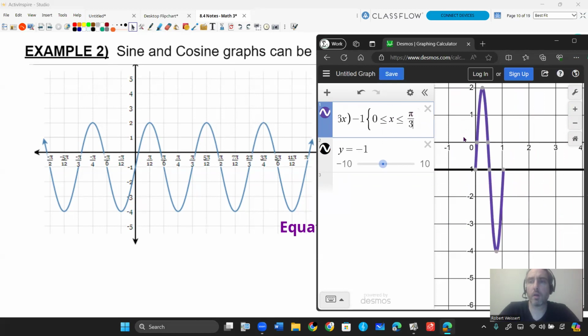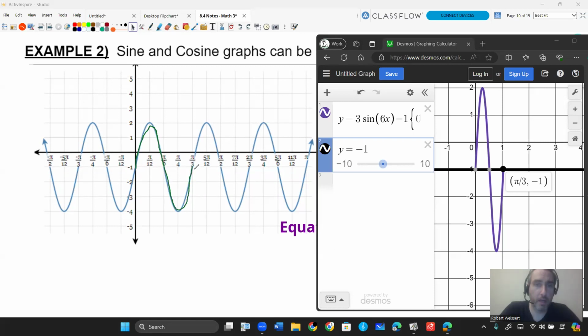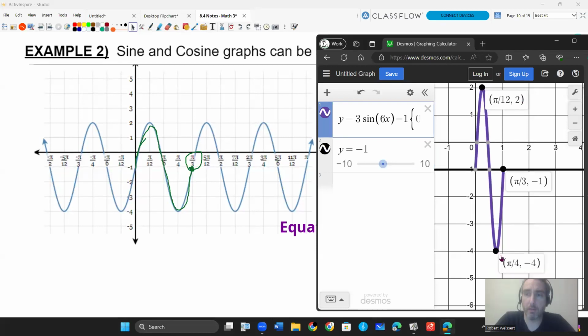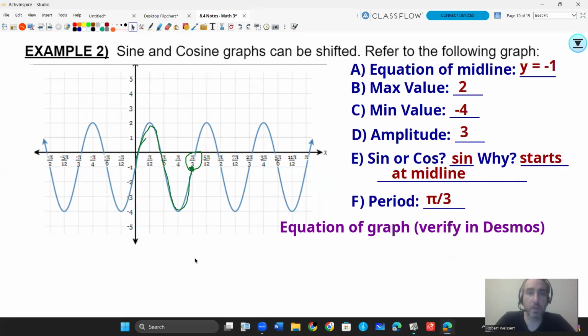So if you notice here, it starts itself over again at pi over 3. If you look on the graph that we drew, it does the same thing. Right here at pi over 3 at -1, it's starting over again. So that's your period. And it has a maximum of +2 right there, that y value, and it has a minimum of -4 right down there at that y value. And you can see on the graph it has those same values.